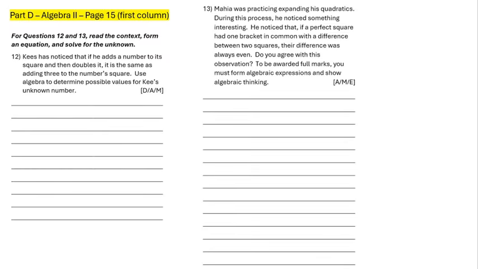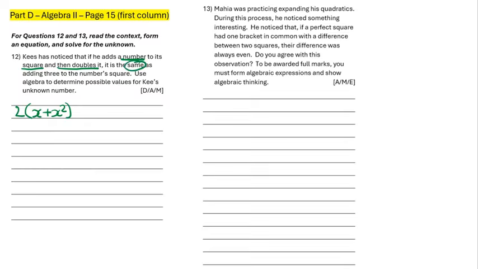So Keyes has noted if he adds a number to its square and then doubles it. So a number is the thing we don't know here. So let's say that number is x. So if we have the number which is x, we add it to its square. So the square of x would be x squared, right? And then he doubles it. So doubles it means we multiply it by 2. So I thought that was really tricky to break down. When I reread that, it's clear, but you go slow and steady, you've got to do it right.